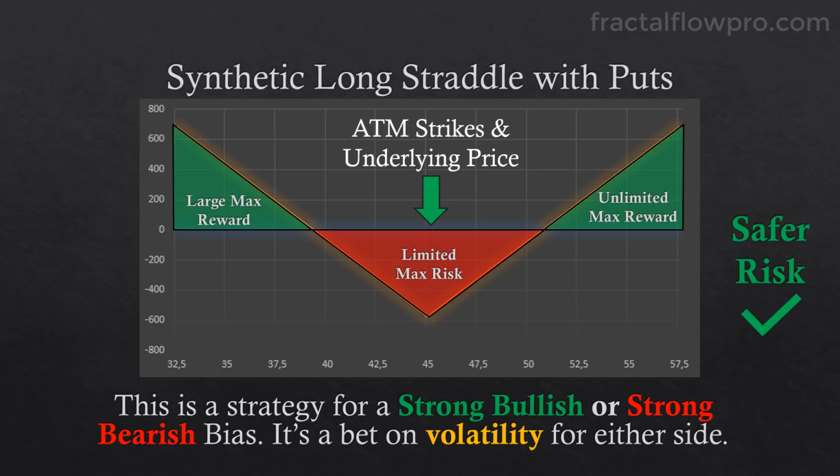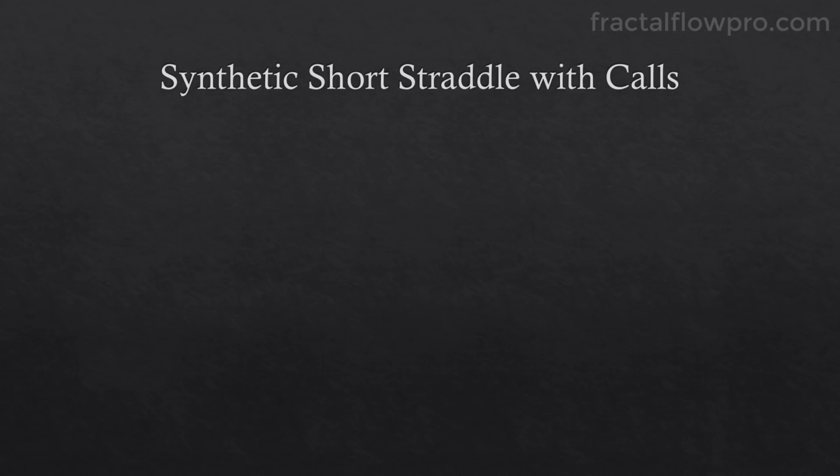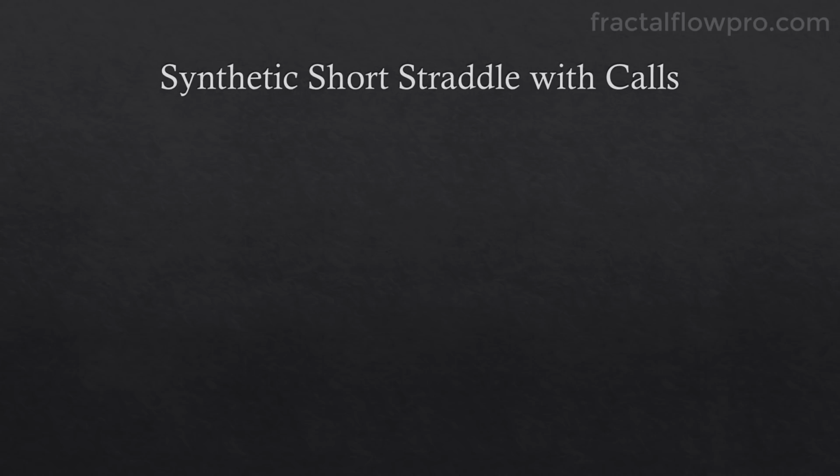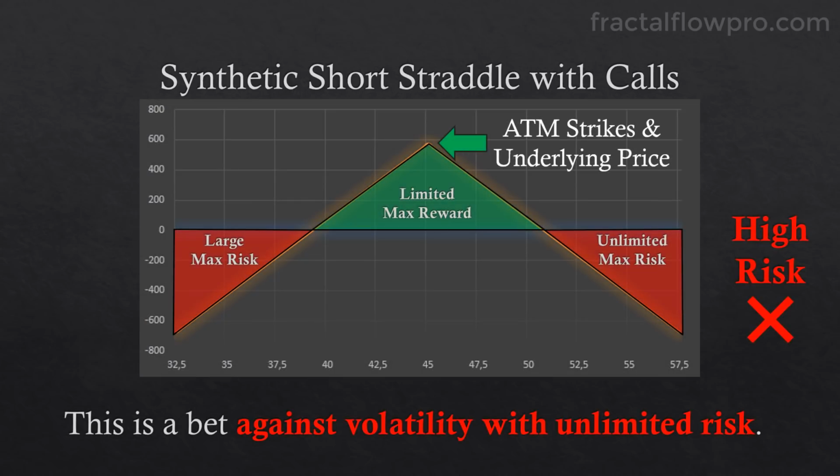Just like we can form a synthetic long straddle using a combination of the underlying and call option contracts, we can do the same with a short straddle. The short straddle with calls is formed by buying 100x shares of the underlying asset and selling 2x number of at-the-money call option contracts. The payoff of a synthetic short straddle with calls is exactly the same as a short straddle. It's a bet against volatility with infinite risk and limited reward, so it's a high-risk strategy.